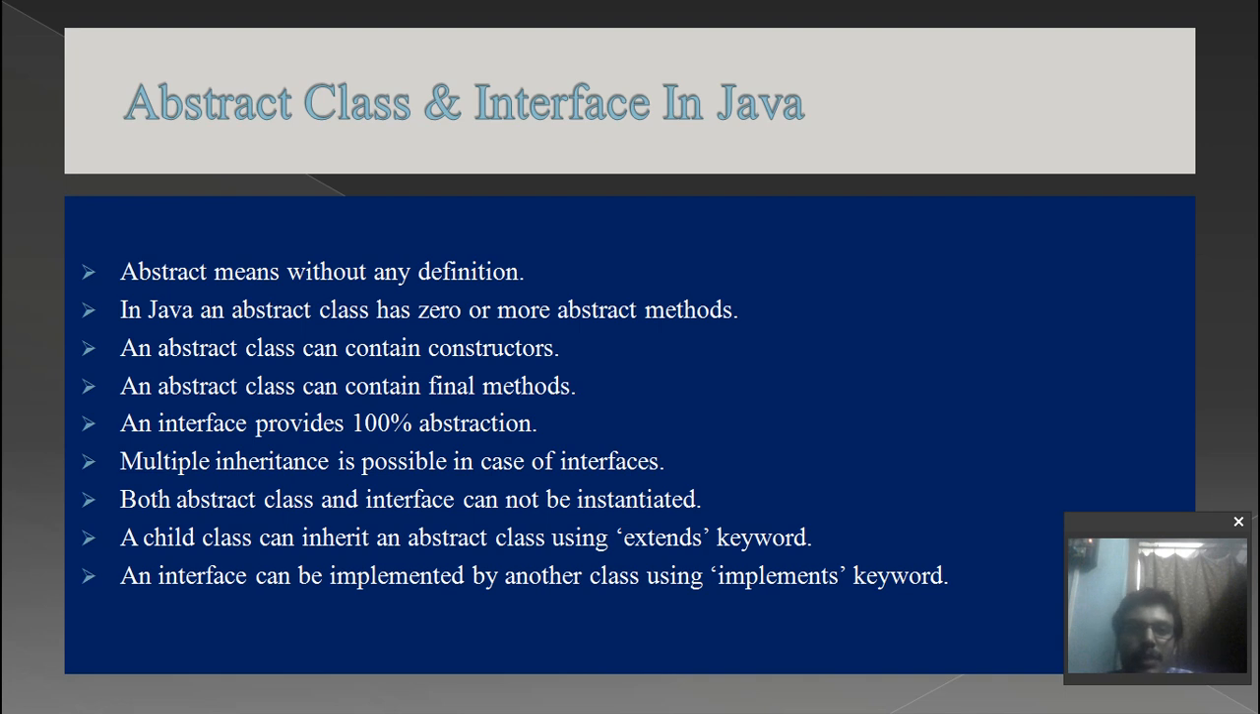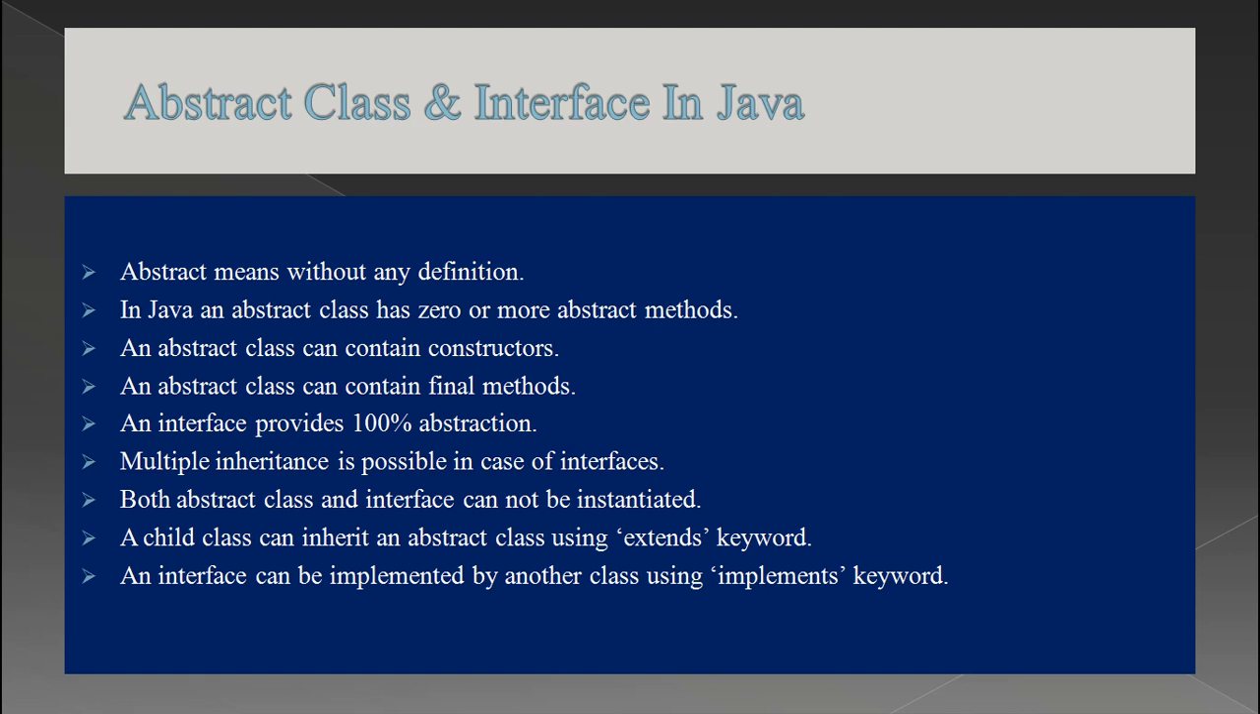Hello friends, in this video we will discuss the abstract class. An abstract class is a class which is declared as abstract. Abstract means without any definition. In Java, an abstract class can have 0 or more abstract methods.